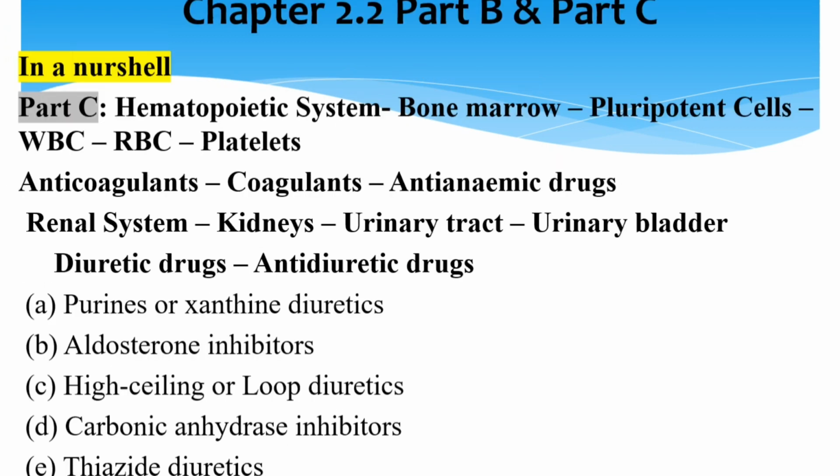anti-hypercholesterolemic drugs. In Part C, that is the current video, we have learnt about the hematopoietic system and anticoagulants, coagulants, and antianemic drugs. We have also learnt about the renal system and diuretic drugs. Under the diuretic drugs category, we have learnt about purines or xanthine diuretics, aldosterone inhibitors, high ceiling or loop diuretics, carbonic anhydrase inhibitors, and thiazide diuretics.